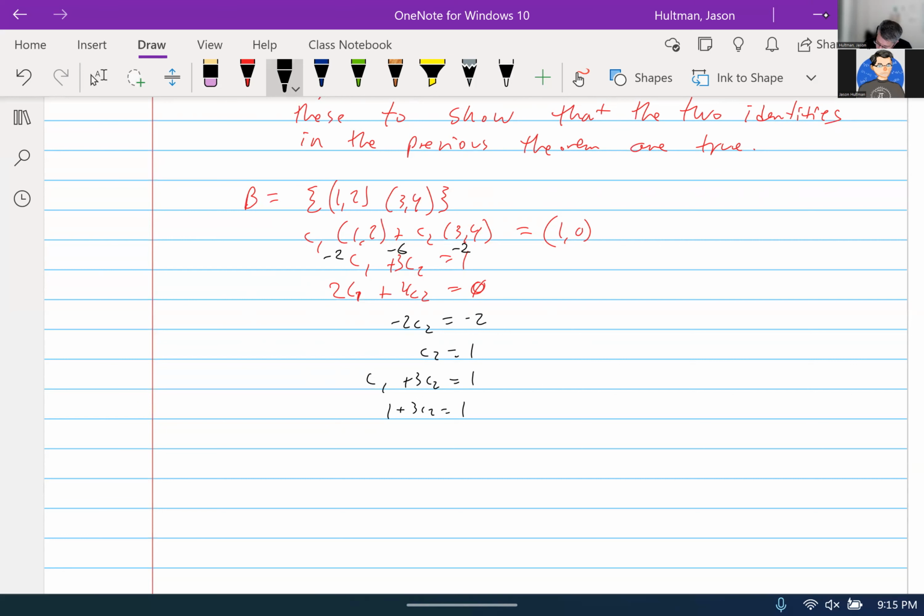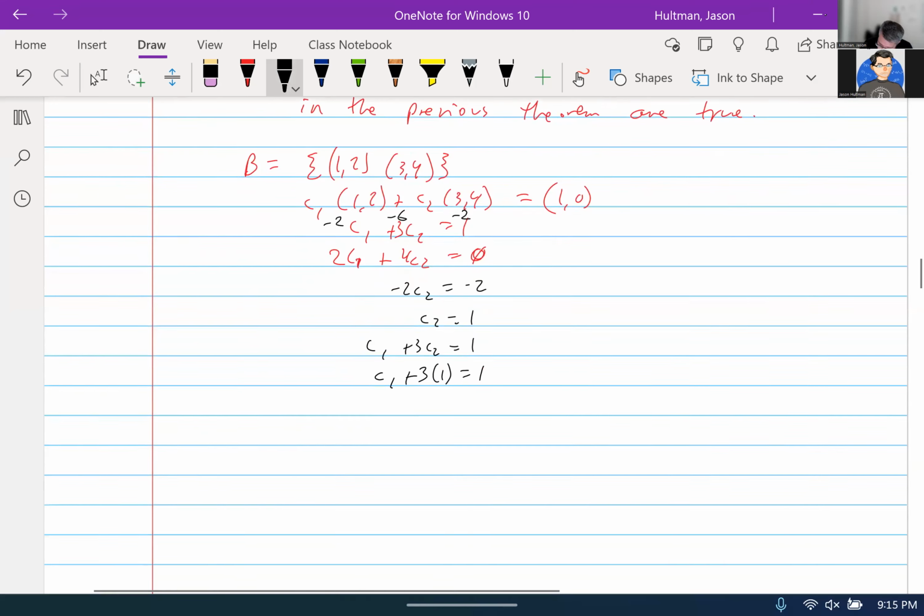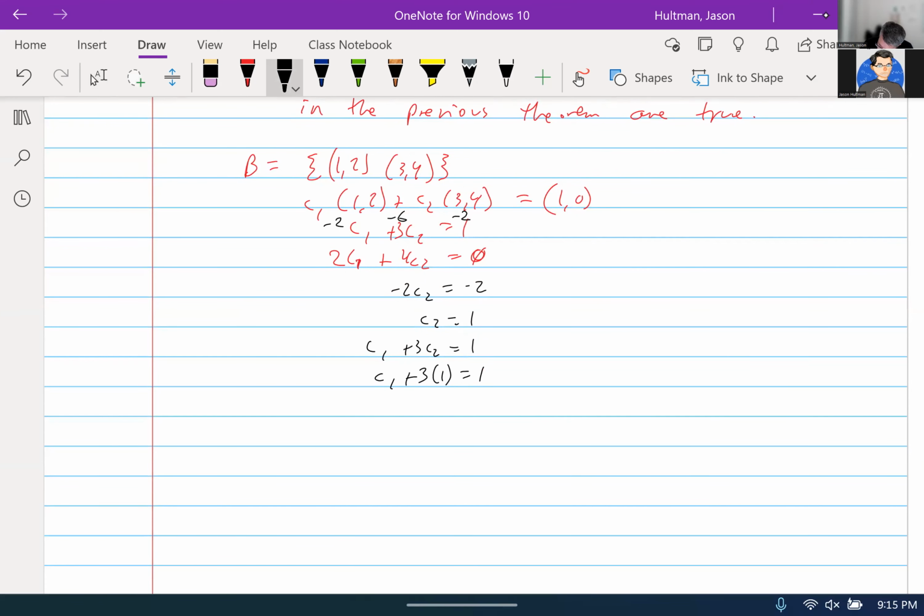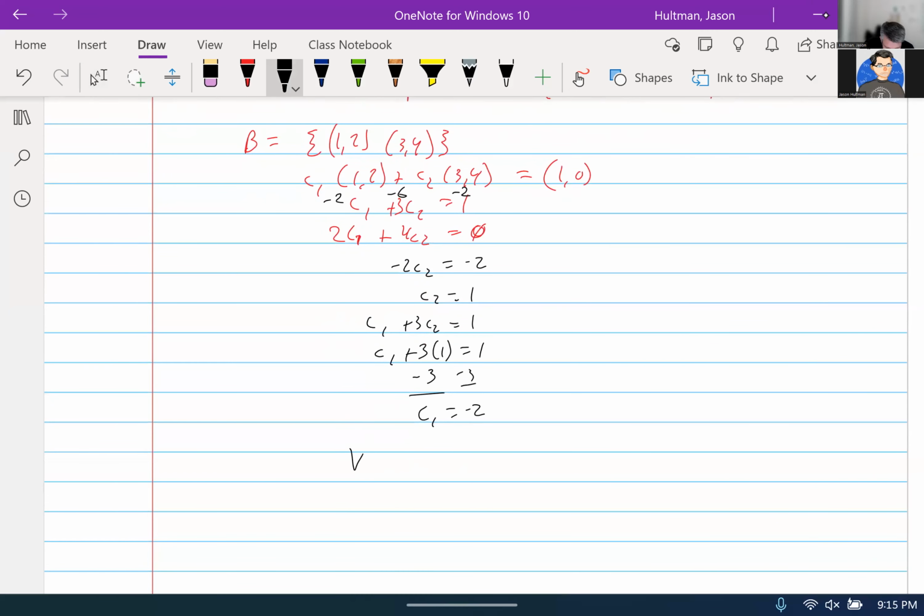Oh, it's C2 that's equal to 1, not C1. I'm sorry, going too fast. C2 is equal to 1. C1 plus 3 times 1 is equal to 1, and so we subtract 3, and C1 is equal to -2. Okay, so there we go. So we would say that V of B, that coefficient vector, is equal to [-2, 1]. Okay, so that's that guy.